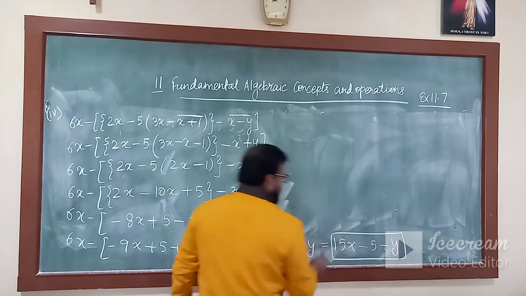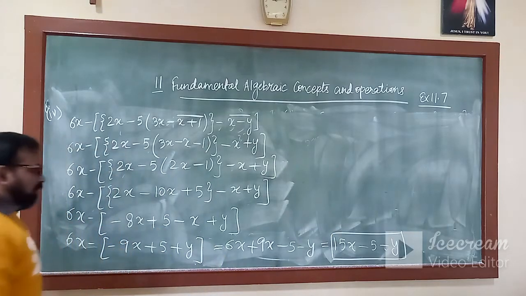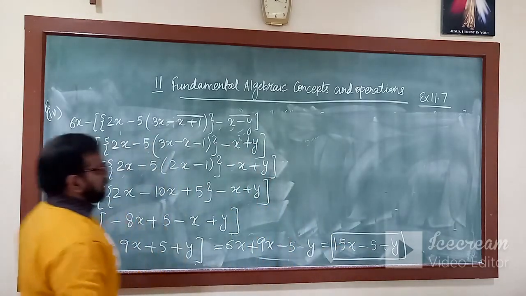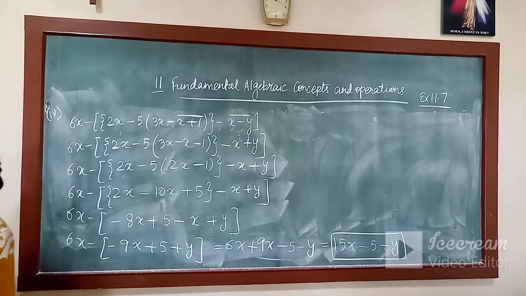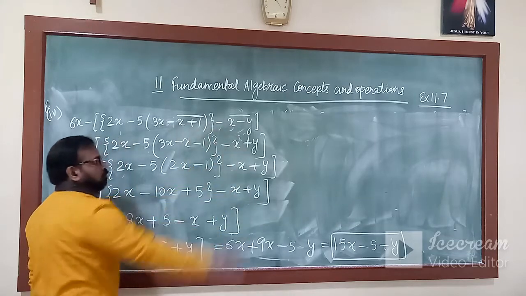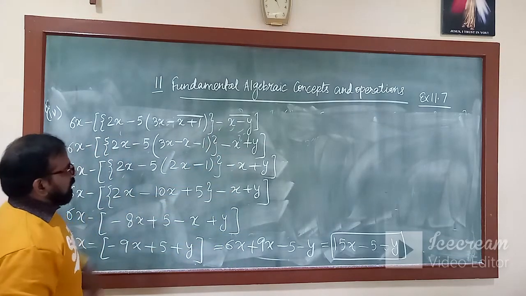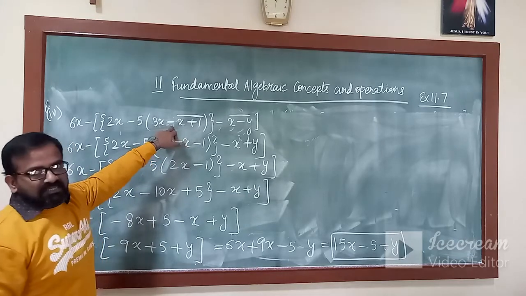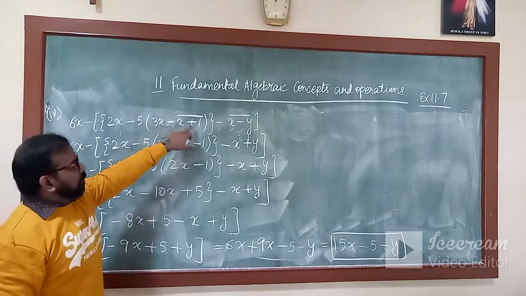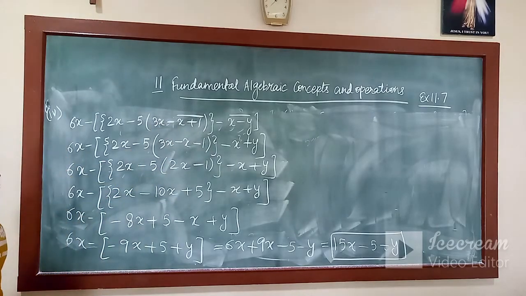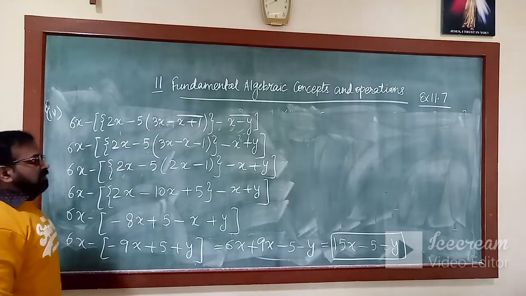So after removing all the brackets, what answer did we get? 15x minus 5 minus y. So this is how you can use the BODMAS rule, and whenever two bars are there, you can solve these two bars simultaneously and remove these bars by changing the sign. If a negative sign is there, then you change the sign of all the terms in the bar, but if a positive sign is there, you should not change the sign of the elements.